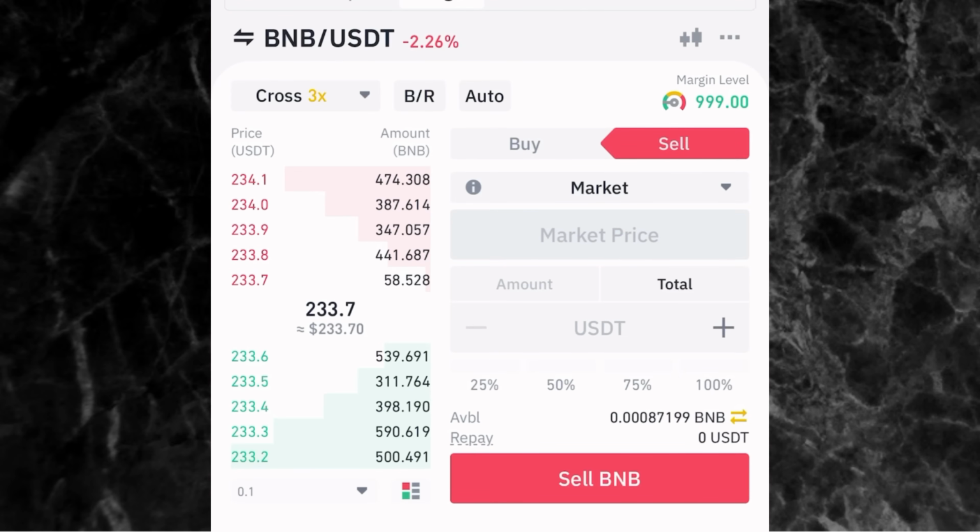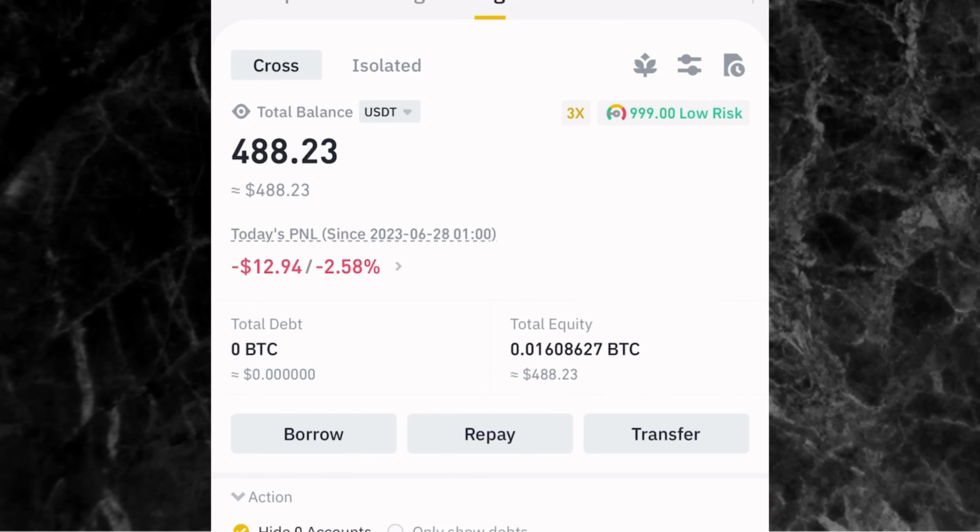Now, the reason the USDT reduced is because, don't forget, we're not on profit before I sold this. I'm just doing this for example. But let's say, for example, you're already in profit before you sold the BNB, your USDT would have increased. And if you also go to your wallet, you go to your margin wallet, you will see right here that you now have 488 USDT in your balance.